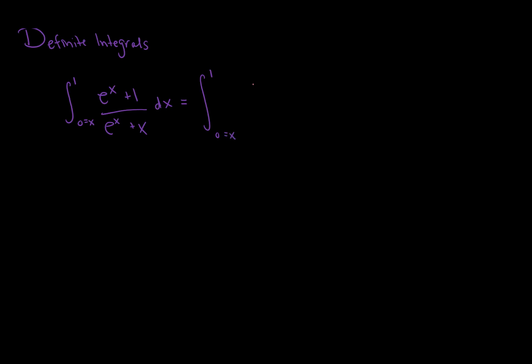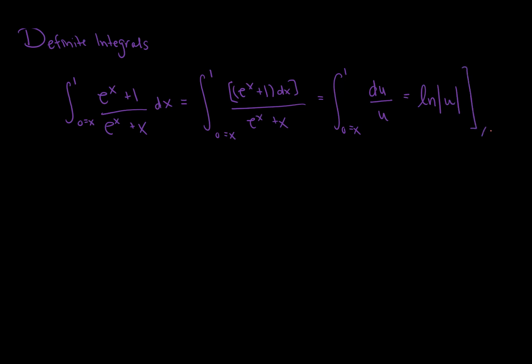Okay, but this is x. And this is going to be my du over u because this is my e to the x plus 1 times dx if my u is e to the x plus x. So this is going to be my du over u. And when I take the integral of that, I get the natural log of the absolute value of u. I'm going to evaluate that for x goes from 0 to 1.